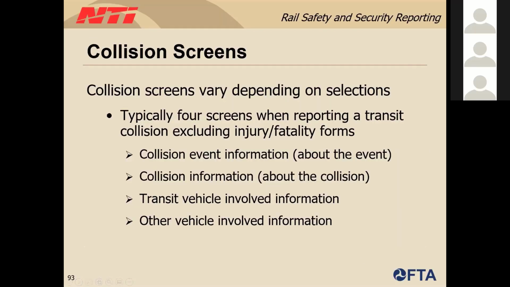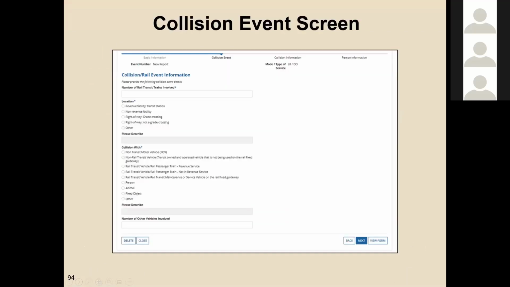First, we will review the details of reporting a collision. The collision screens will vary slightly depending on selections made on Setup Screen 2. Typically, there are 4 screens or subforms that may appear when reporting a transit collision: the collision event information screen, the collision information screen, the transit vehicle involved screen, and if applicable, the other vehicle involved screen will appear. This is a snapshot of the collision event screen for rail modes.